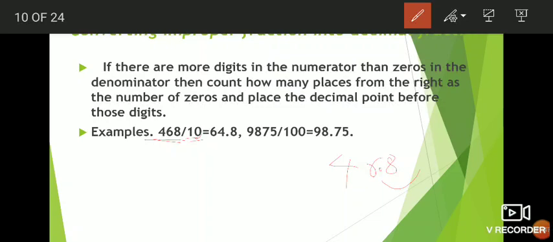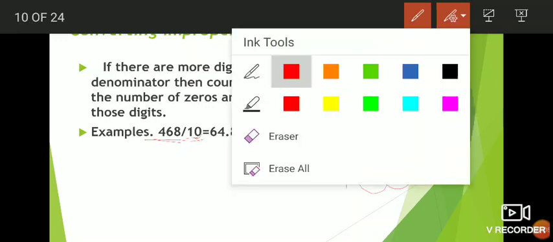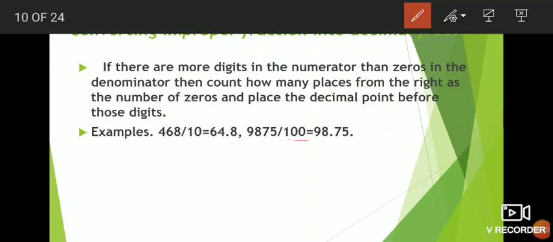What we have to do? Place the decimal point before those digits. How many zeros are there? That many digits we have to count. If instead 100 is there, we have to count 2 digits, from the right hand side to the left hand side. Now in the second question, 2 zeros are there, so we count 2 digits from the right to the left, that is 98.75. Okay, this is the first rule.